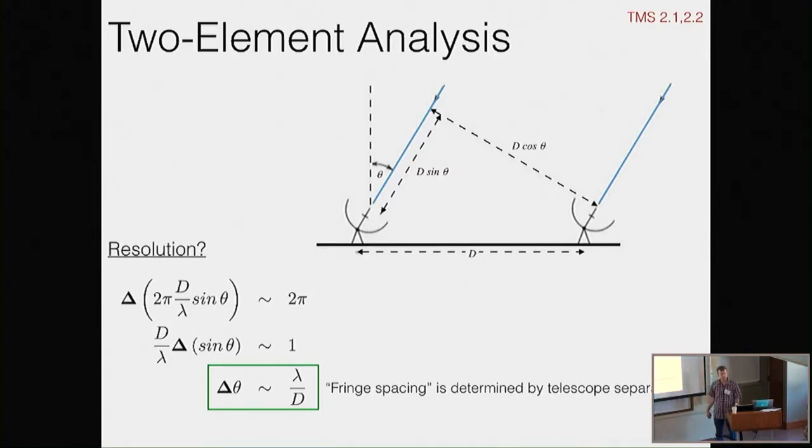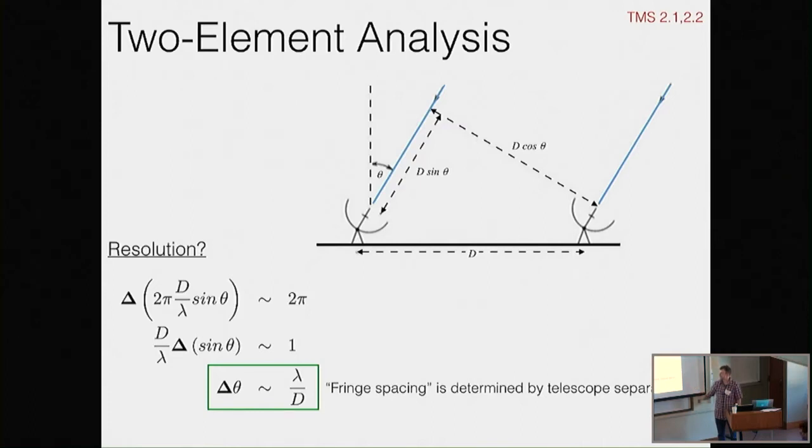This is called the fringe spacing, and quick hand waving was on the first slide, but 2 times 10 to the 5 wavelengths is a fringe spacing of 1 arcsecond.